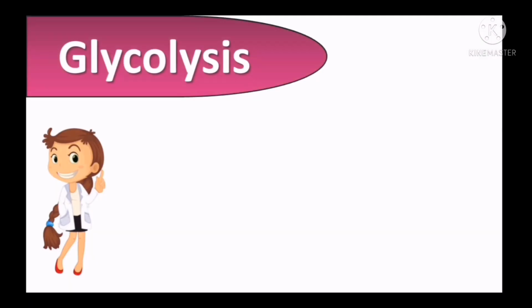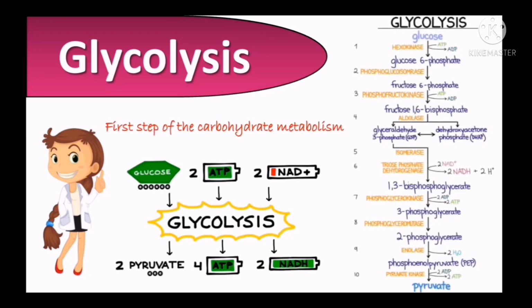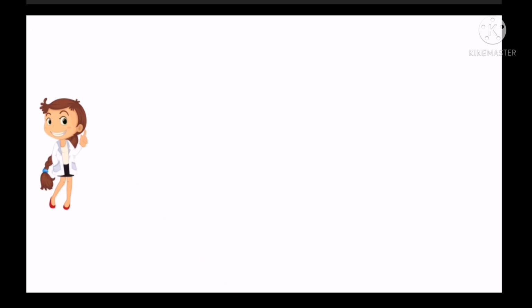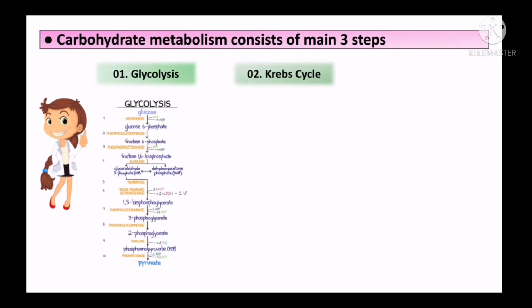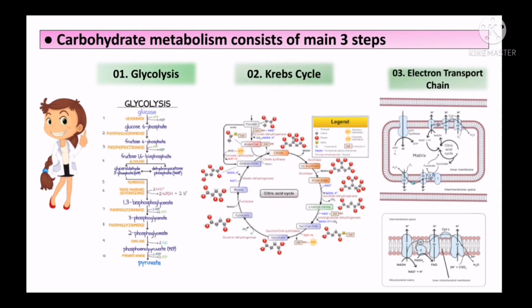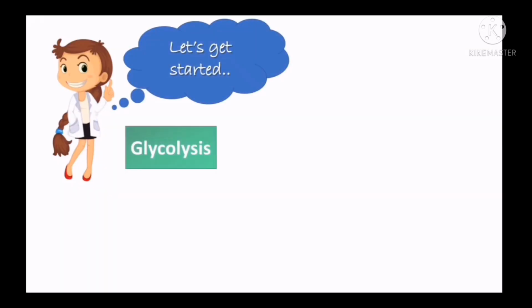Today we are going to talk about glycolysis, which is the first step of carbohydrate metabolism. In this video we are going to talk about carbohydrate metabolism, which is composed of three main steps. The first one is glycolysis, the second one is the Krebs cycle, and the third one is the electron transport chain. So let's continue our lesson with the first step.